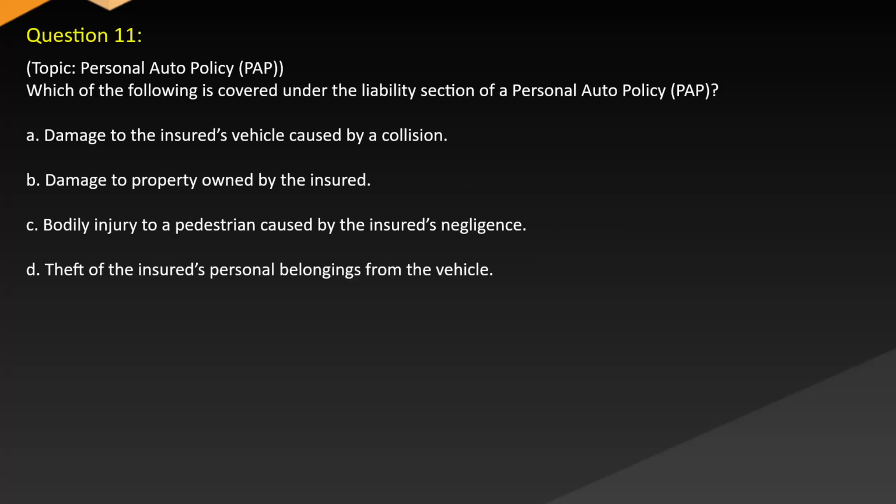Question 11. Topic: Personal auto policy, PAP. Which of the following is covered under the liability section of a personal auto policy, PAP? A. Damage to the insured's vehicle caused by a collision. B. Damage to property owned by the insured. C. Bodily injury to a pedestrian caused by the insured's negligence. D. Theft of the insured's personal belongings from the vehicle.